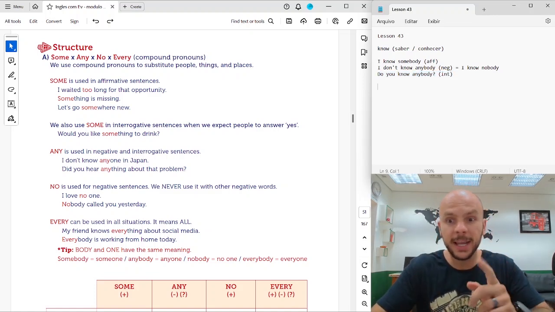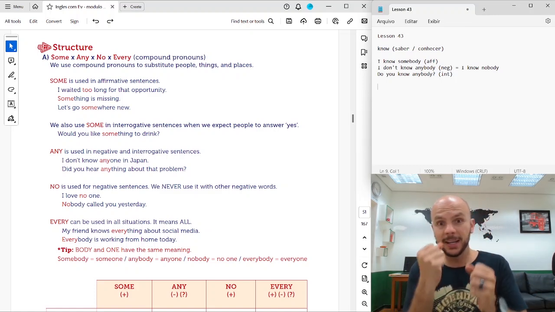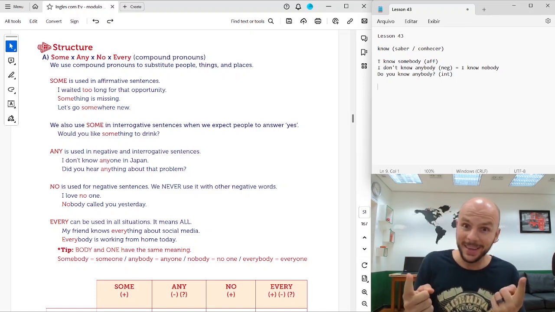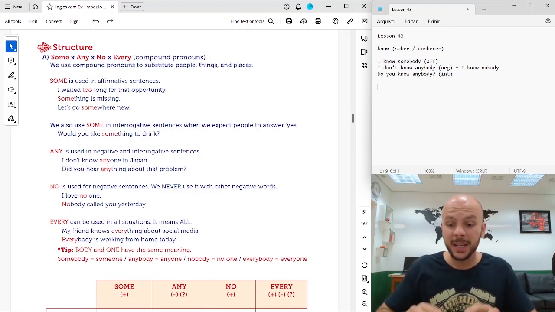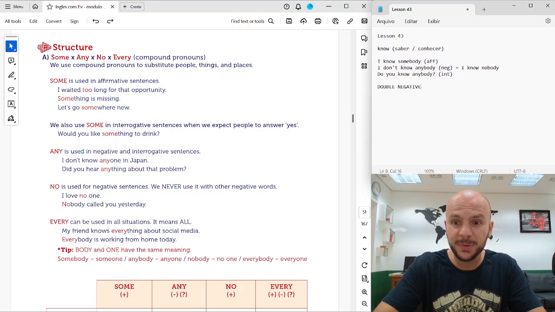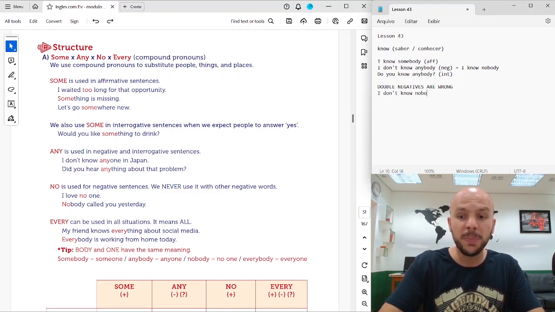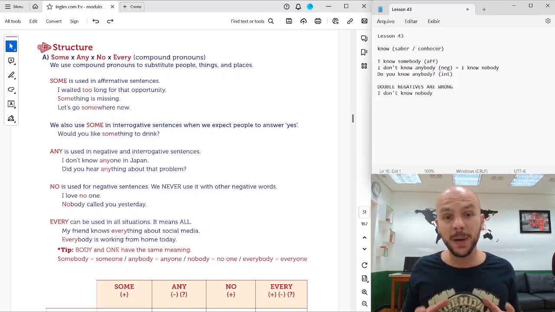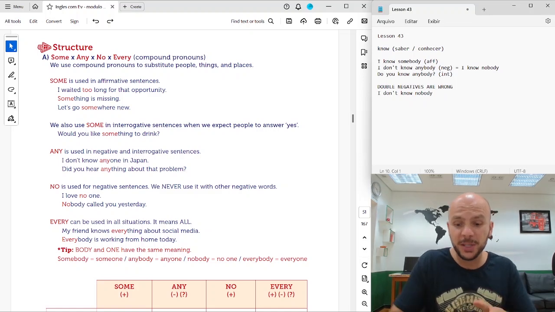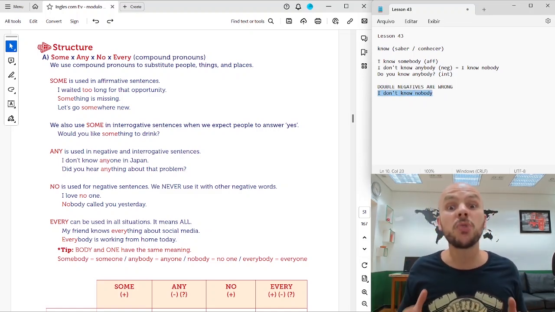We cannot say like in Portuguese, eu não conheço ninguém. Não, negative. Ninguém, negative word. In English, we don't use double negatives. What is a double negative? I don't know nobody. It's a literal translation from Portuguese to English. Eu não conheço ninguém. This is wrong in English, okay?